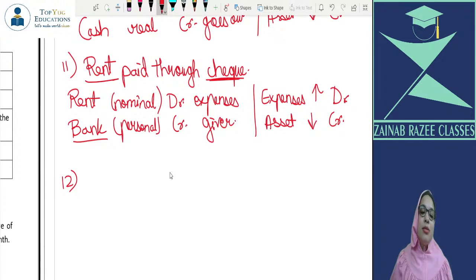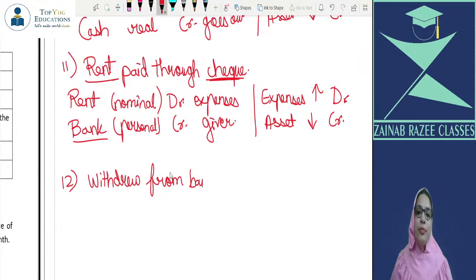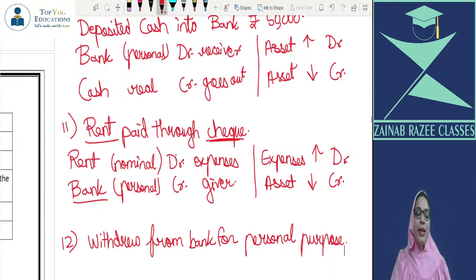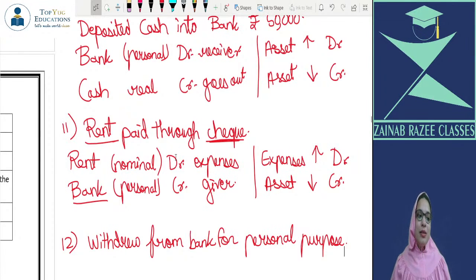Okay, so the last one for today is withdrew from bank for personal purpose. Withdrew from bank for personal purpose. What will be the, again, 10th one modern approach? Dipesh, you mean this one, deposited cash into bank, right? See, Dipesh, as per modern approach, yes, all of you keep answering for the point number 12. I will come on to your answers.